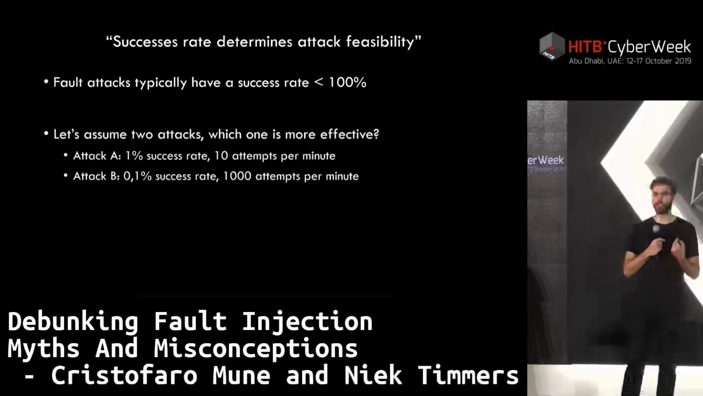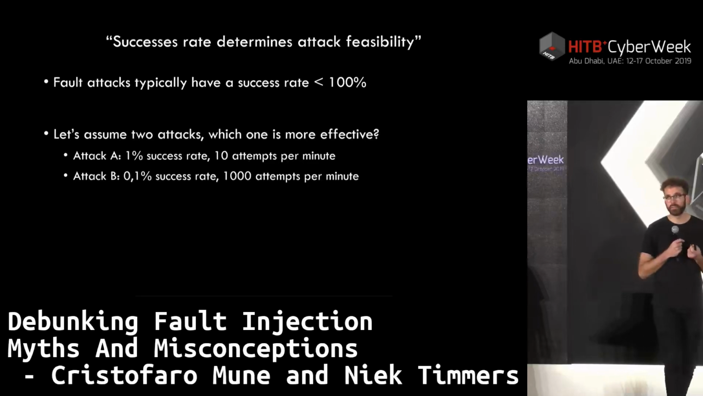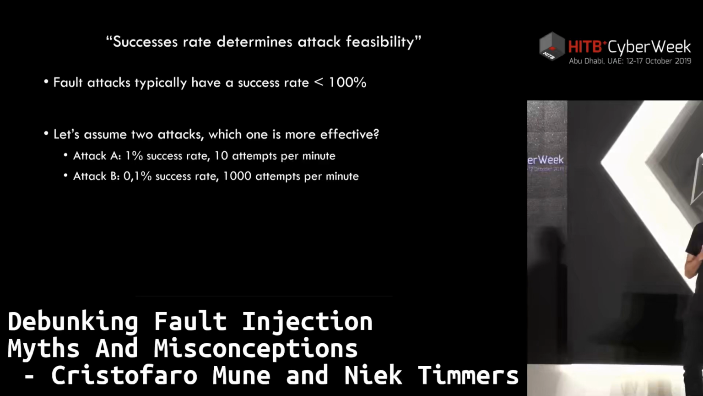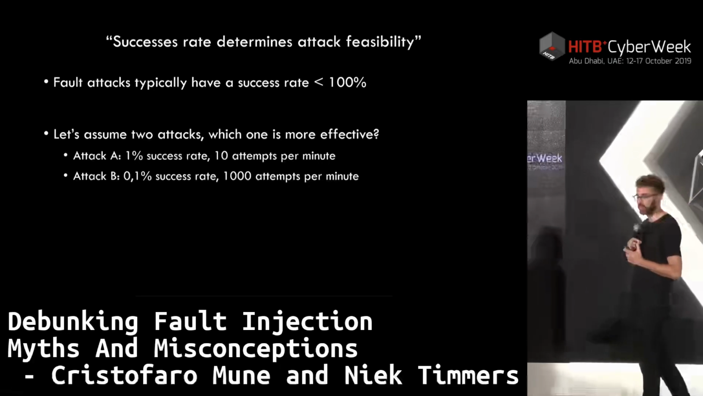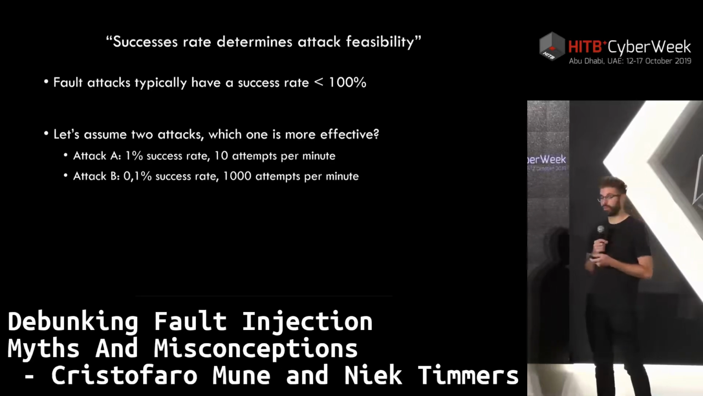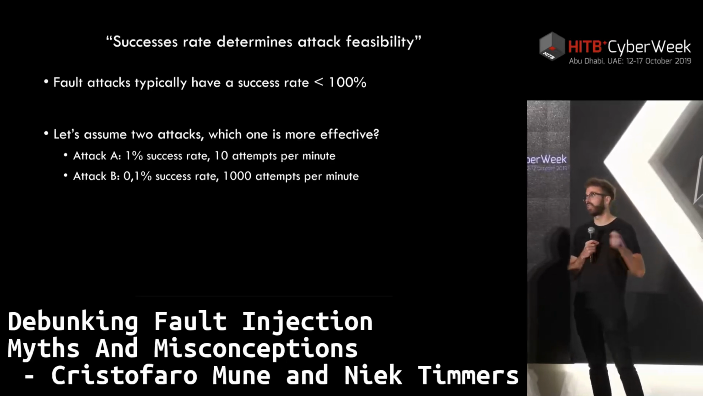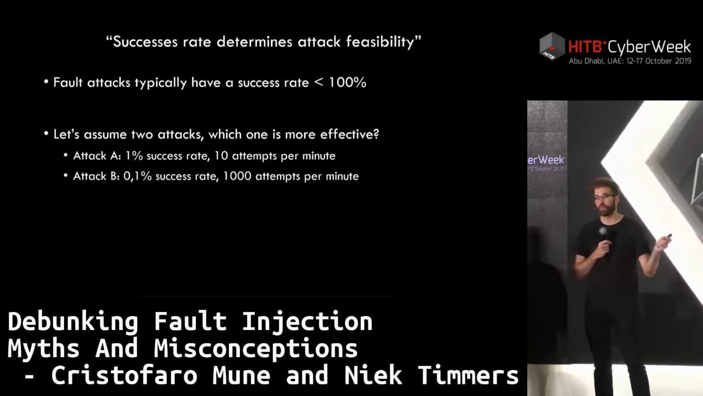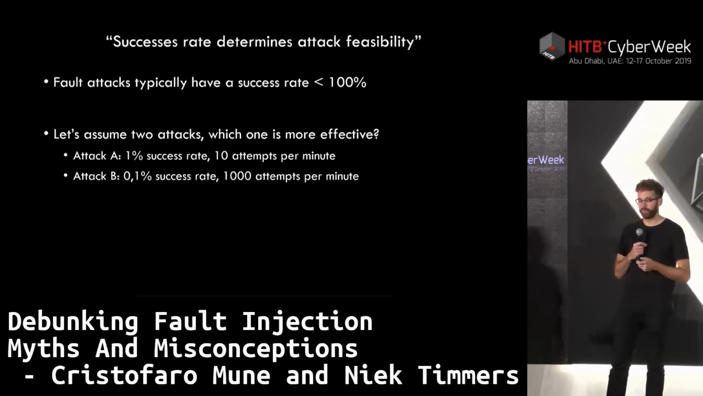So let's assume there's two attacks. And the question I have for you, which one is more effective? So attack A has a 1% success rate. So one attack in 100 attempts is successful. And you can do 10 attempts per minute. For example, this is an attack you need to do during boot. So you need to wait for the target to boot. It takes a long time.